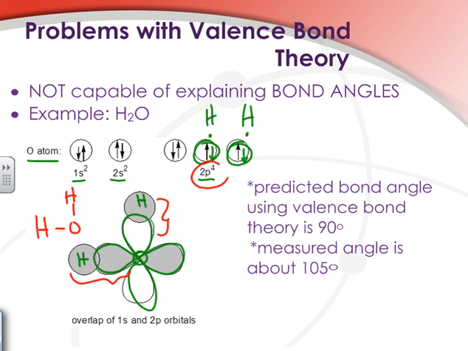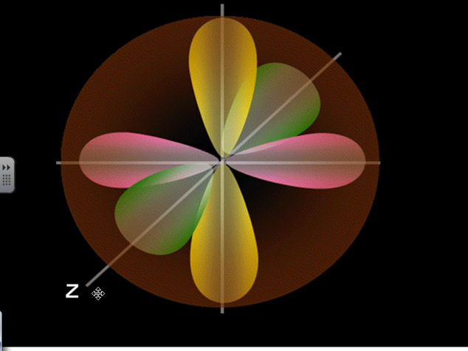We know that each of the p orbitals sits on the x, y, and z axes, which are all at 90 degrees to each other. So we draw them at a 90-degree angle to each other. But when we actually look at the angle experimentally, the measured angle between these two H's here is 105 degrees, not 90. So how is that possible? Well, the reason why it's possible is because of hybridization.